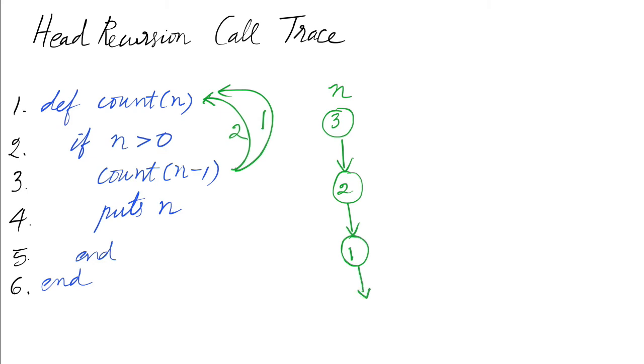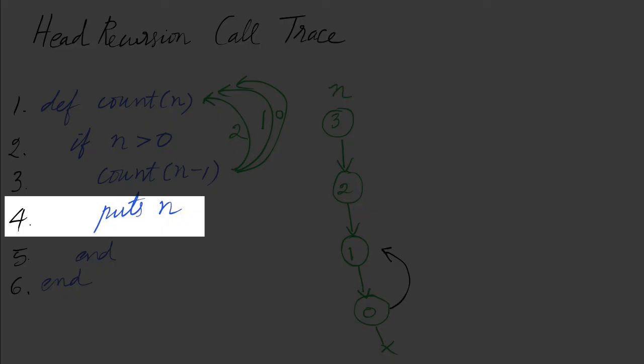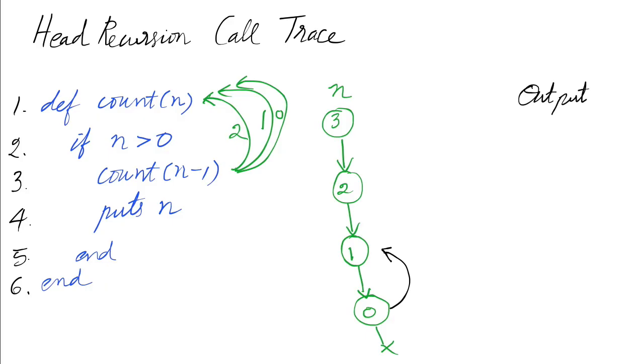Another recursive call is made with n equal to 0. 0 is not greater than 0. Recursion terminates for this value of n. We return to the previous recursive call with n equals 1. The line 4 executes, it prints 1. The recursive call for n equals 1 ends and it returns to previous recursive call where n equals 2.